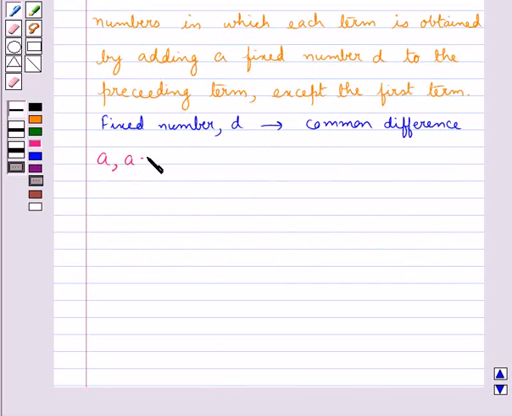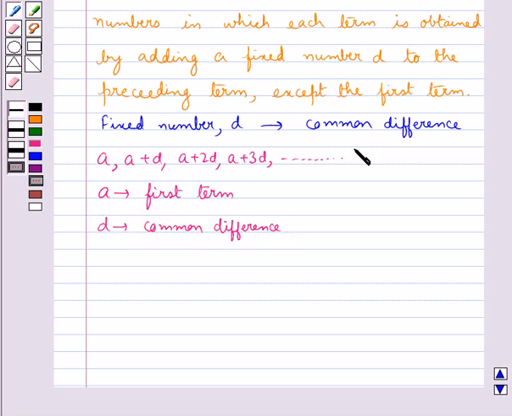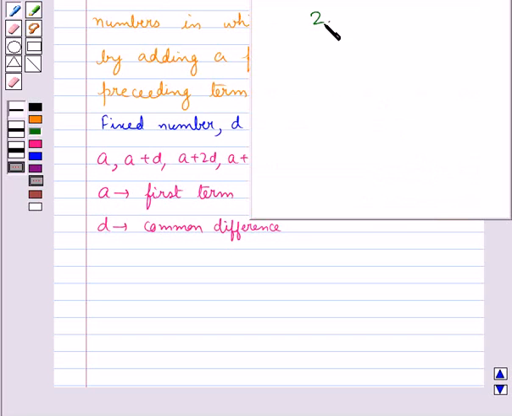Consider A, A plus D, A plus 2D, A plus 3D, and so on. This represents an arithmetic progression where A is the first term and D is the common difference. This is the general form of an AP, that is arithmetic progression. Consider the AP 2, 4, 6, 8, 10, and so on. In this, the first term, that is A, is 2. The common difference, that is D, is 2.